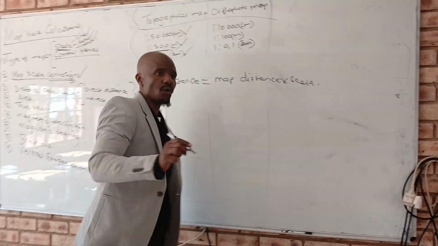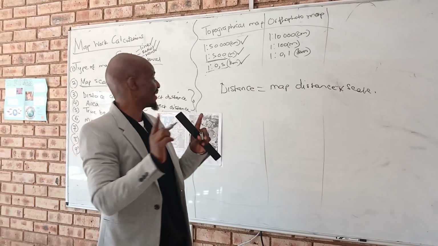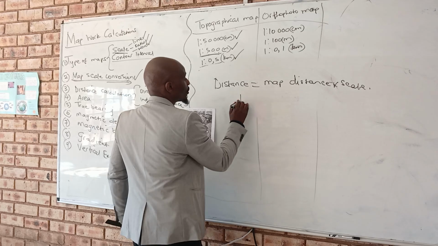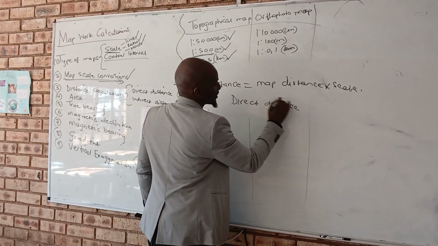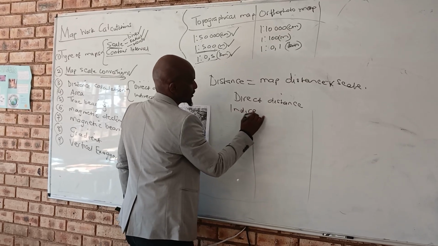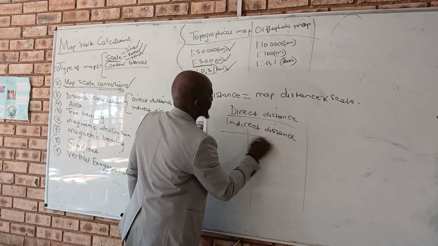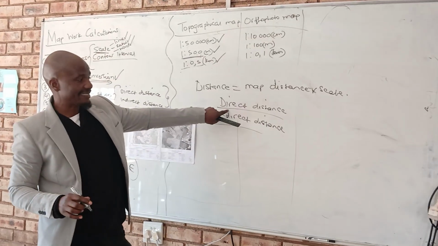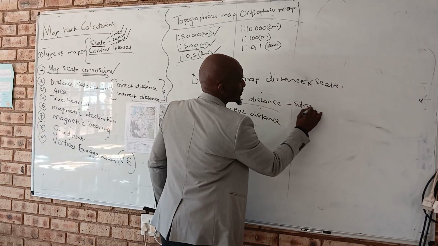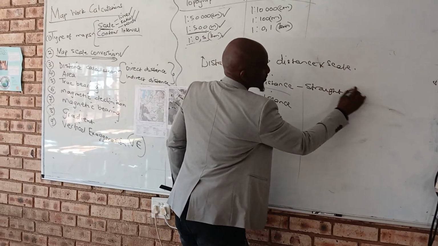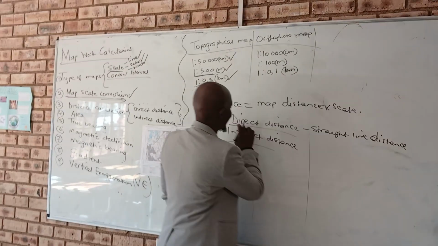But before we move on to calculations, there's something that you need to know. When it comes to distance, we basically have two types of distance. We have what we call direct distance and indirect distance. Okay, what is the difference between the two? When you talk about the direct distance, you are measuring a straight line distance. This is what we refer to as direct distance.